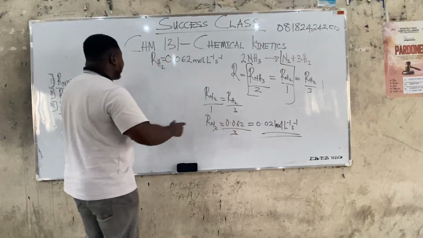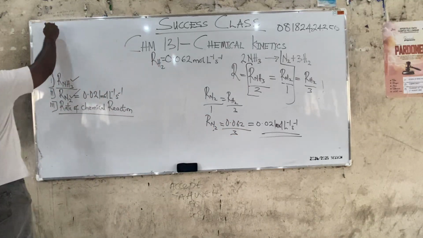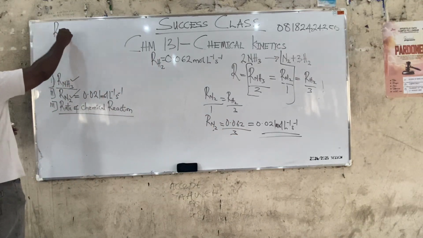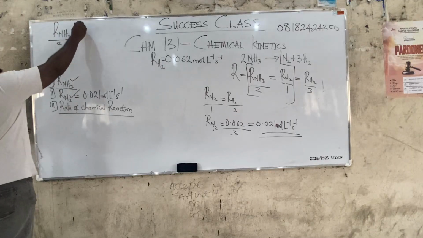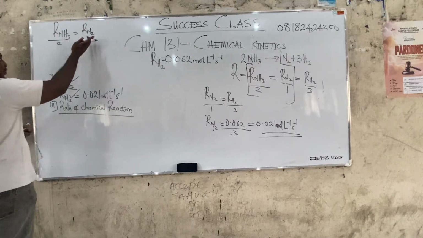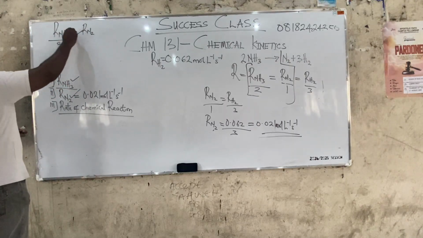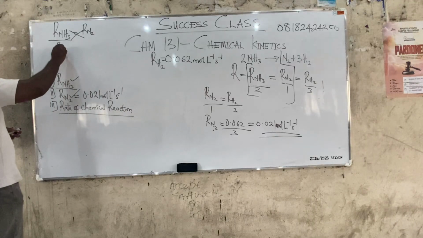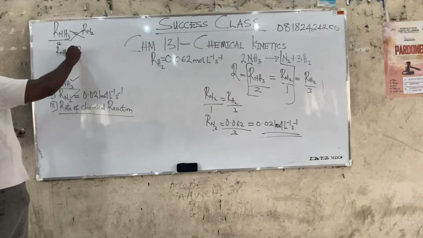I just got Rn2 now. Let's do this one up. So we have Rn3 divided by 2 must be equal to Rn2 divided by 1. What is Rn2 divided by Rn2, right? If you cross multiply, it means that Rn3 equals 2 times Rn2.